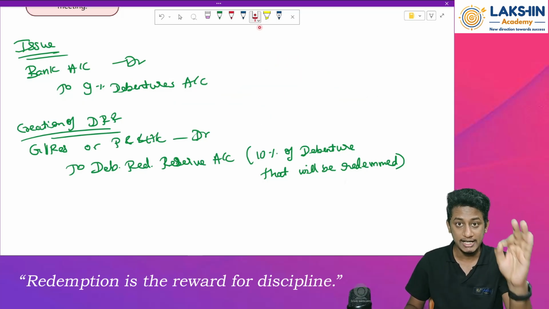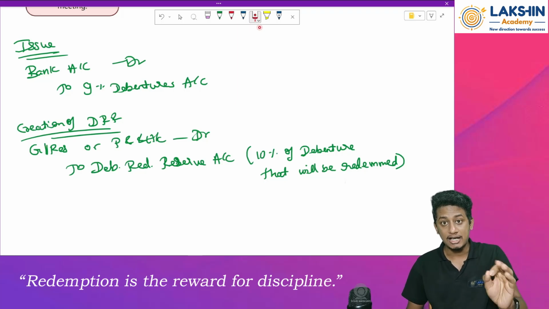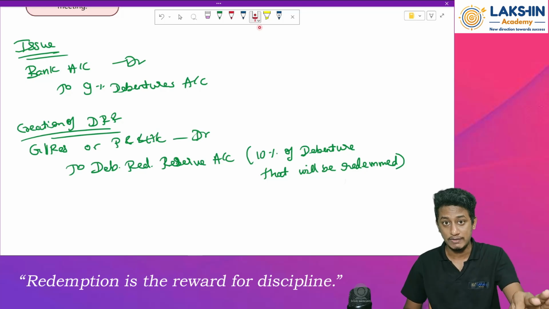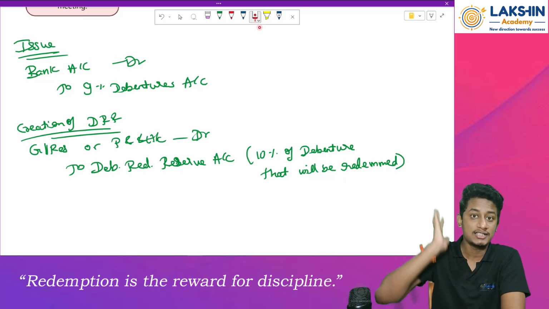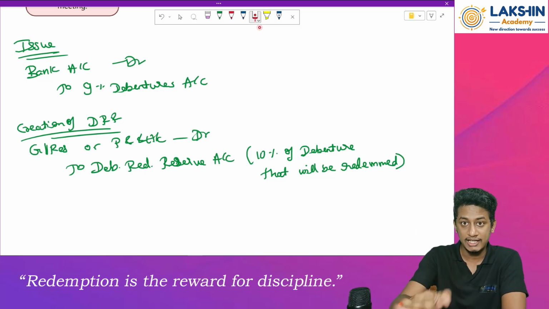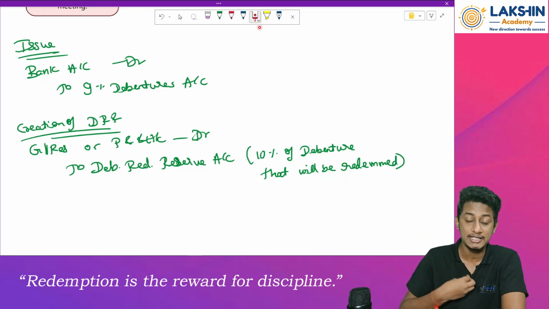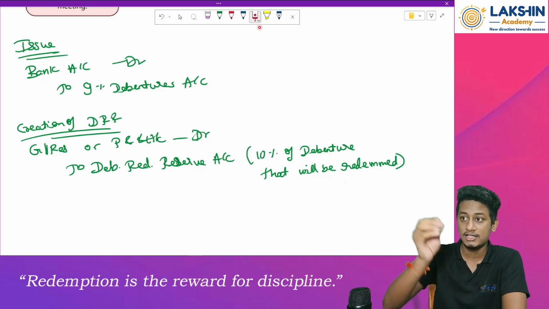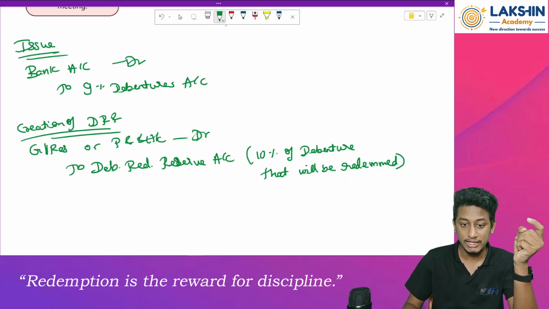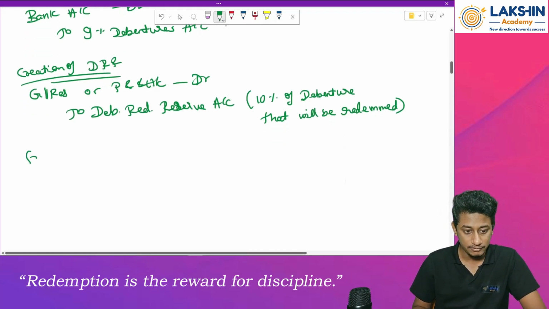Remember, DRR will be created on the value of debentures that are going to be redeemed in the future, because we know that already. The option of conversion into equity shares is given while the debentures are issued. Whenever you issue a debenture, you give them the option to convert it into equity shares or not. If they agree, it will be converted; otherwise it won't be. So they will already know beforehand how much will be converted. Because of that, you can create the debenture redemption reserve on the spot once the debentures are issued and fully paid up. Clear? Okay.